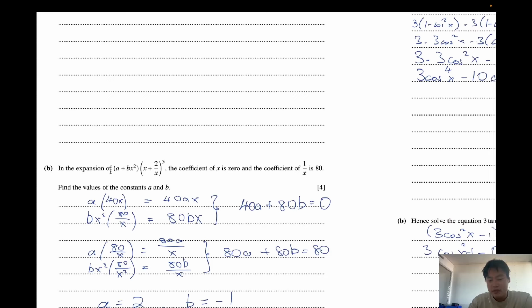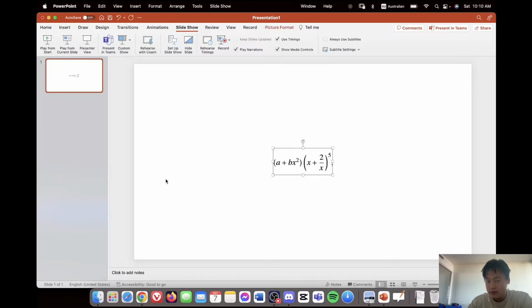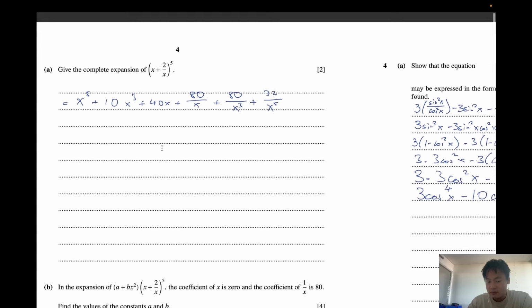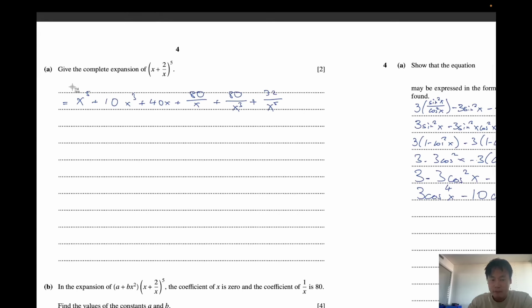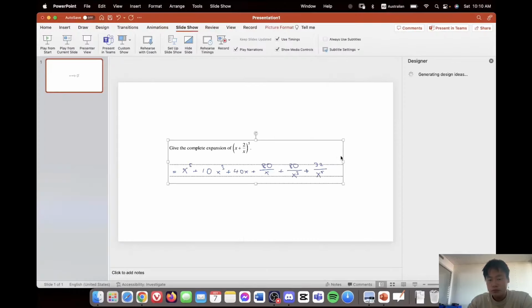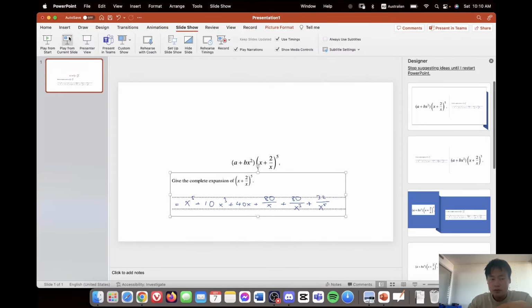This is where you realize you have a plus bx squared times x plus 2 over x to the power of 5. Listen very carefully. x plus 2 over x to the power of 5. Is that a very long expression overall? Is it? Let's have a look at this. Let's put this into perspective. This is what's really going on.